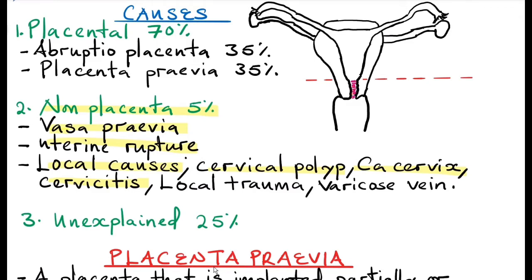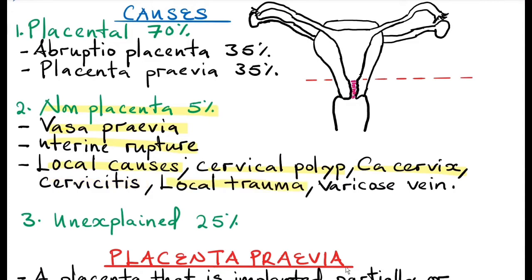Cervicitis is inflammation of the cervix, commonly caused by sexually transmitted infections like chlamydia, gonorrhea or herpes simplex. So these cause erosions to some degree, which can cause bleeding, or just lesions which can cause bleeding from the cervix. And then you can have a bleeding cervical varicose vein. It's very rare though.